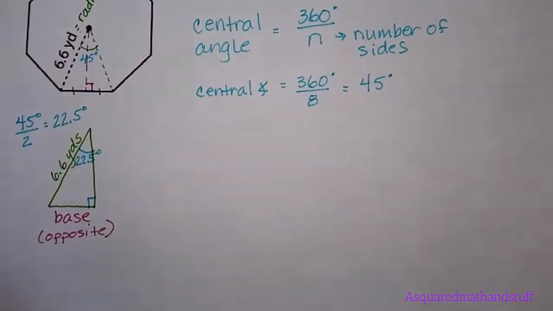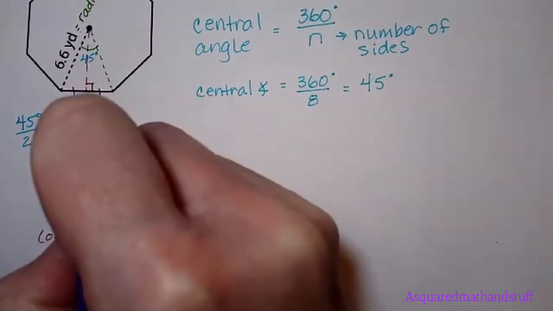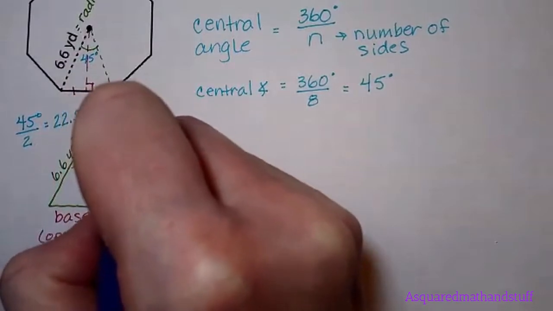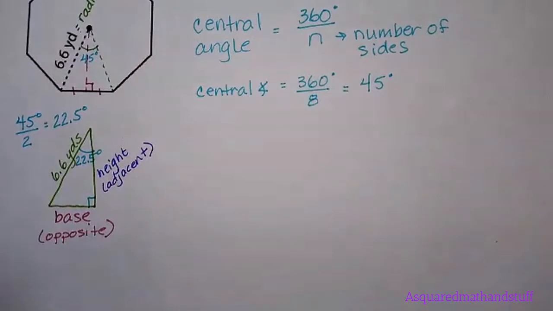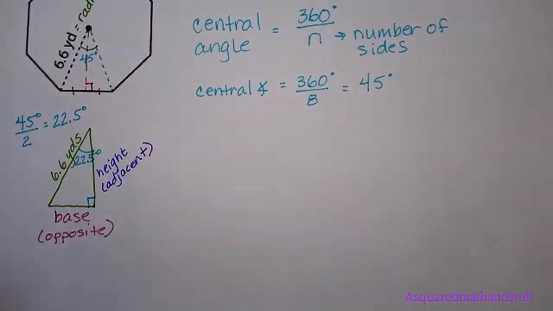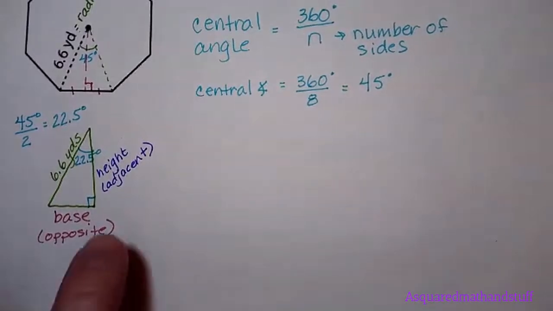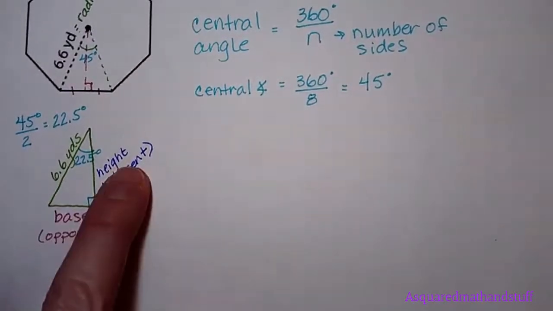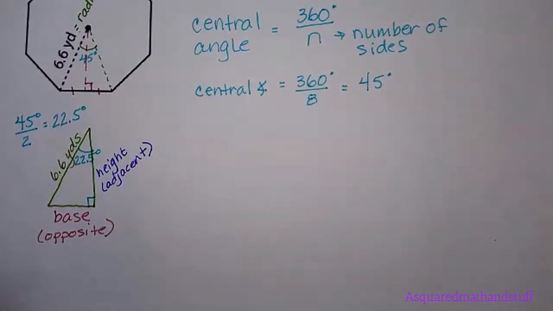Let me grab one more color in here. So this is our height, and this is our adjacent side. I hope I spelled that right. Otherwise, it's in permanent ink on video that it's wrong. Anyways, now that we have a base and a height, or an opposite and adjacent along with a hypotenuse, we can work with our trig functions. We can work with sine, cosine, and tangent.